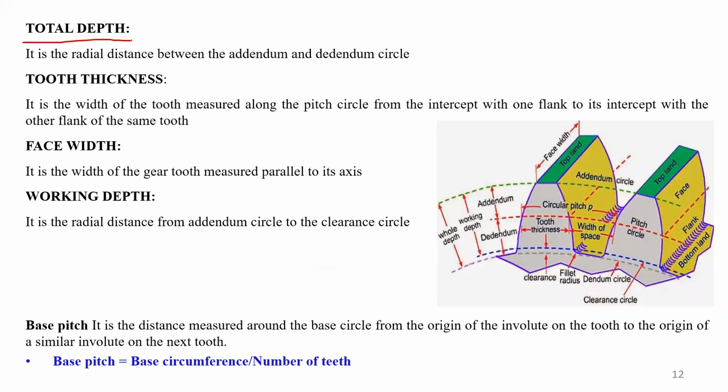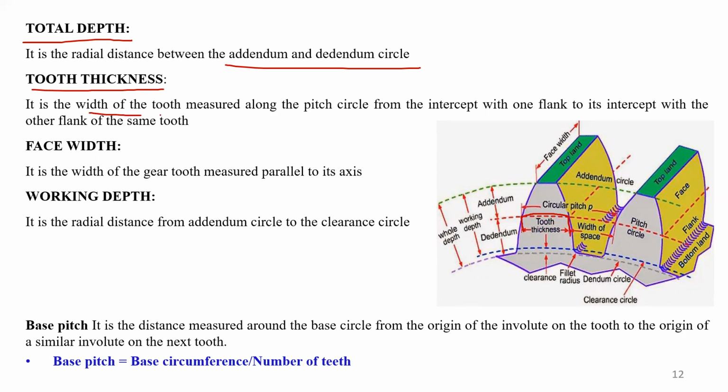And what is the total depth? The total depth is the radial distance between the addendum circle and the dedendum circle. And what is the tooth thickness? This is the thickness measured along the pitch line of the two opposite flanks of the involute of the same tooth.